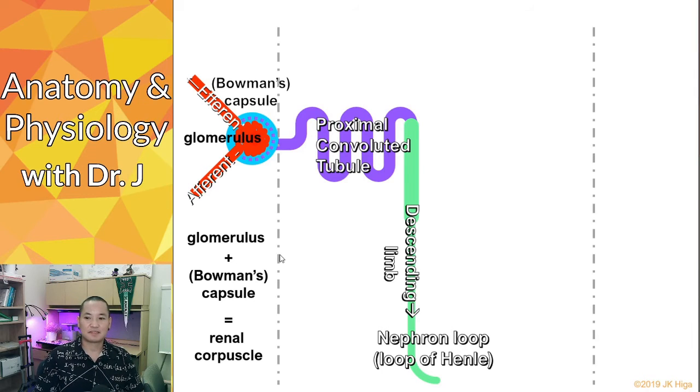From the proximal convoluted tubule, or PCT, you end up in something called the descending limb. Descending means going down, but where is it going down into? It's going down into the renal medulla.